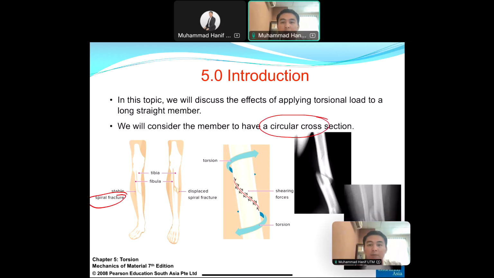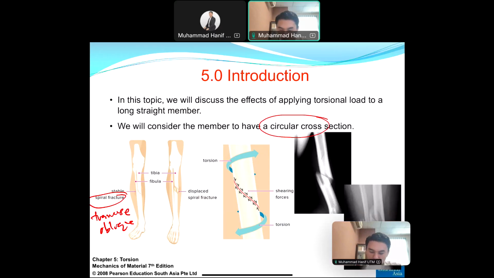If you learn more about fractures, I believe you are not learning about fractures or pathological conditions in anatomy. But if you search on Google, you can see there are many types of fractures. For example, spiral fracture, transverse fracture, oblique fracture, and so on. So basically, if the tibia has excessive torsional load, a spiral fracture can occur to the bone.